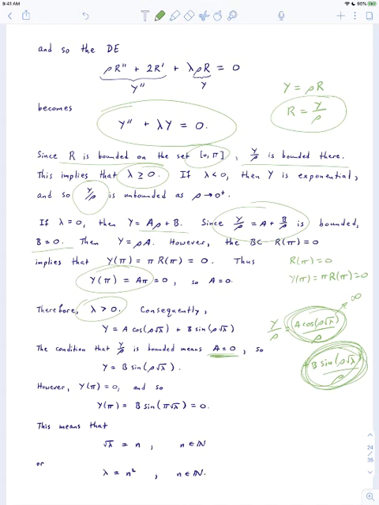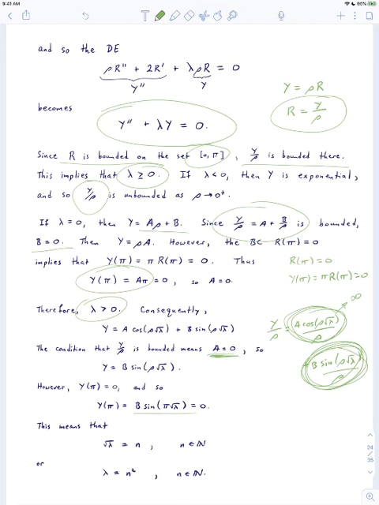However, we know something in addition to this, which is we have a boundary condition: y at pi is equal to 0. And this is really why we picked our radius to be pi, so it would make these computations nice. So y at pi is b times sine of pi times the square root of lambda, and that's got to be equal to 0. So that means the square root of lambda must be an integer. In fact, it must be a positive integer.